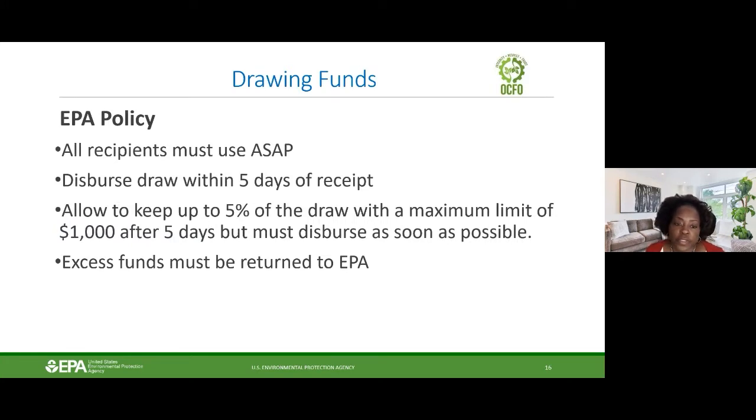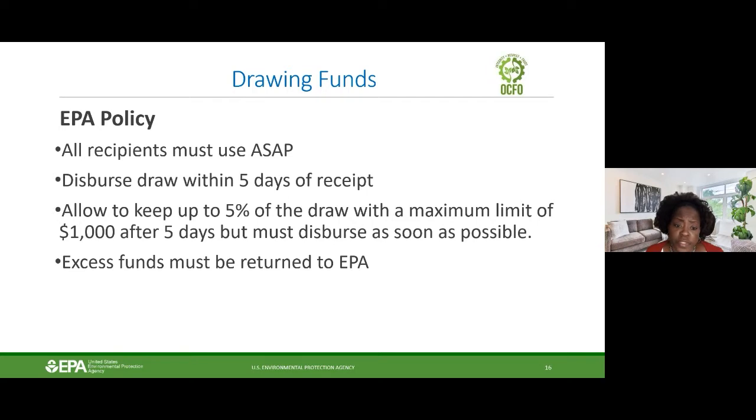As Ryan previously addressed, all applicants are required to enroll in ASAP. For those of you interested in that policy, it can be found in the Recipient Applicant Information Notice, which is RAIN 2018-G06SR. In addition to the requirement of ASAP enrollment, it also informs recipients of EPA's policies regarding disbursing of the funds.